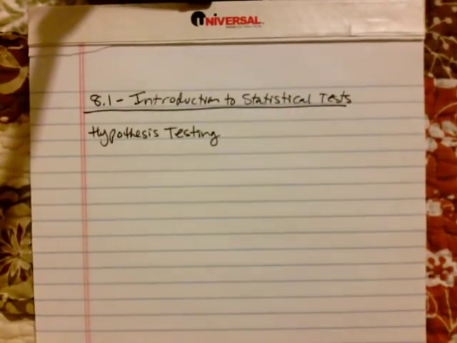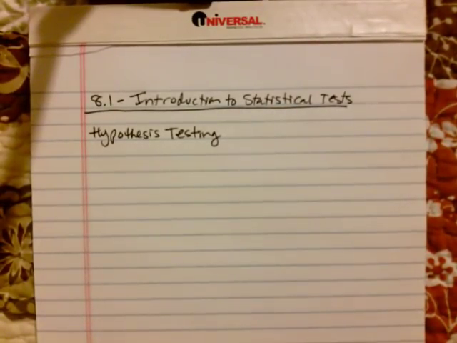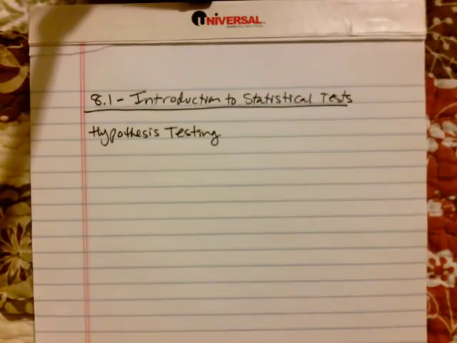So in chapter 7 what we were doing was we were trying to estimate the value of a population parameter when using information from a sample, when using a sample statistic. What we're going to be doing in chapter 8 is we're going to be taking a claim about a value of a population parameter and using information from the sample, using a sample statistic, to see if that claim seems to be reasonable or not.